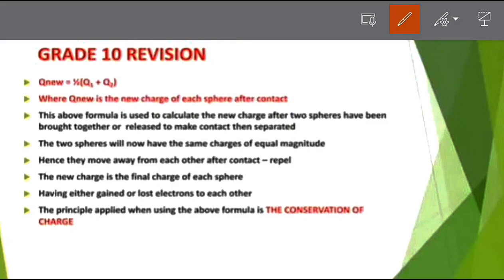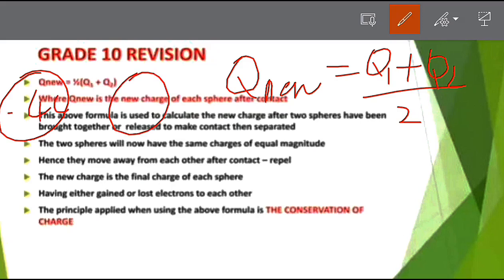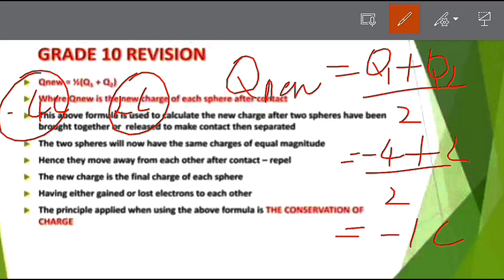Then our formula here is the same as this one, so you can write it like this, whereby Q new equals (Q1 plus Q2) over 2. This is the same formula we used to get the new charges of A and B. Remember, A had -4 coulombs and B had 2 coulombs. So we said -4 plus 2 divided by 2, and then we got -1 coulomb, right?